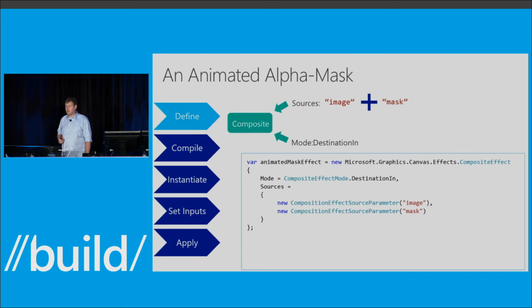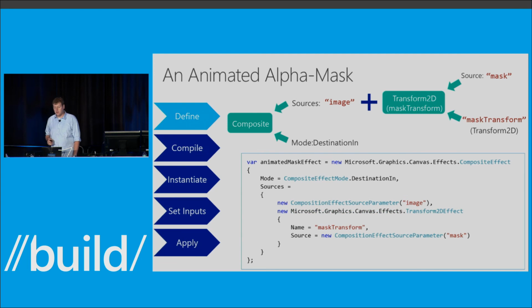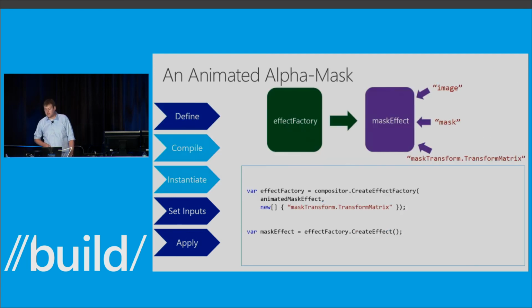If you watched James's talk yesterday, he was able to stop here because he just wanted the static alpha mask in order to cut out the profile pictures. We actually want to be able to animate a transform of the masks, so we'll update our definition. You'll see that we have added the transform 2D. It is now the source, and then the mask moves to be the input to that effect. We've named this node mask transform so that later we can go ahead and animate it. We'll go ahead and set that up now.